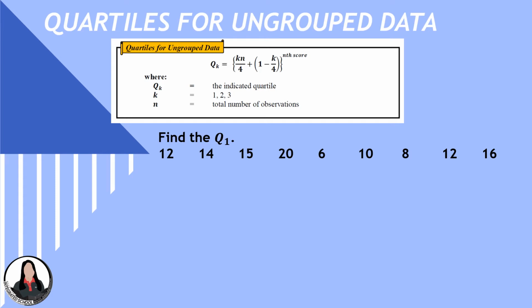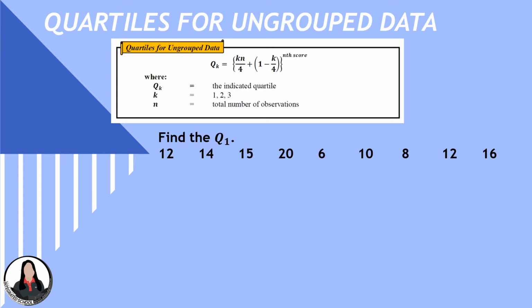Okay, so for quartiles, for ungrouped data, we use this specific formula. Q sub k equals kn over 4 plus quantity 1 minus k over 4 nth score of the distribution, wherein Q sub k is the indicated quartile, k is the values such as 1, 2, 3 kapag quartile ang hinahanap natin, and n is the total number of observations.